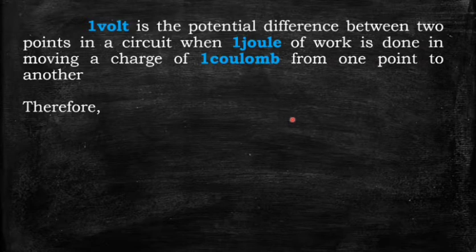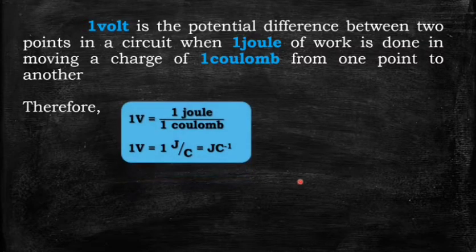So what is 1 volt? 1 volt is the potential difference between 2 points in a circuit when 1 joule of work is done in moving a charge of 1 coulomb from one point to another. So we said that 1 volt is a potential difference which is measured as the work done to move the charge from one point to another. Similarly, 1 joule of work is done to move 1 coulomb from one point to another. That will be 1 volt. Therefore, we can write it as 1 volt is equal to 1 joule divided by 1 coulomb.